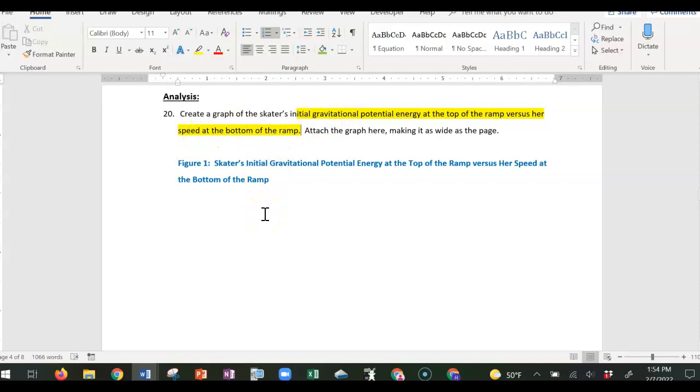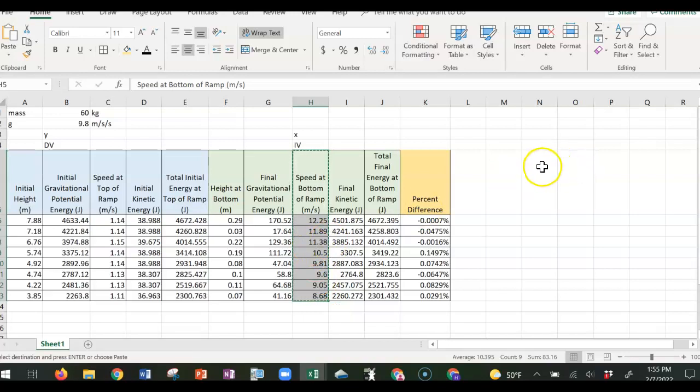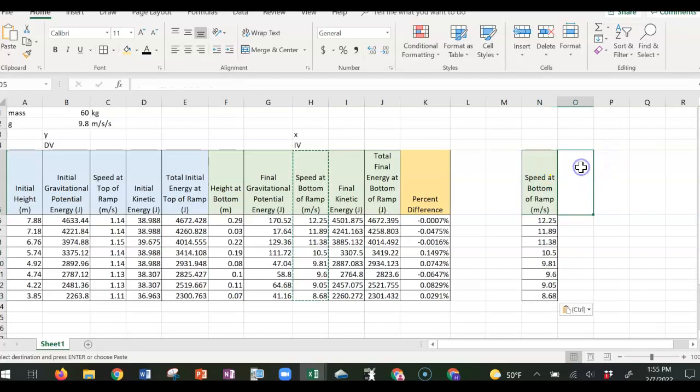Okay, so since those 2 columns are not next to each other, and they're also in the wrong order, this is my x-axis and this is my y-axis, I'm just going to copy these values so that I can put them next to each other. So I'm going to copy the values of the speed at the bottom of the ramp. Those were not formulas, they were just typed, so I can simply copy them and paste them over here to the right.